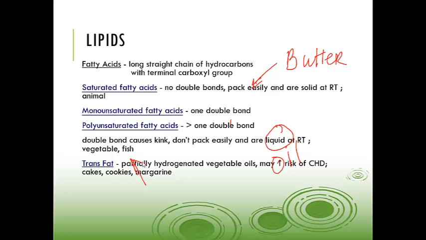Trans fats are partially hydrogenated vegetable oils. They actually increase the risk of CHD, which is coronary heart disease. You find these in cakes, cookies, margarine. So what happens is you are chemically changing the oil to become solid, a vegetable oil like Crisco or margarine, right here, to become a solid at room temperature, because you're inserting hydrogen bonds, straightening out those kinks, so to speak.